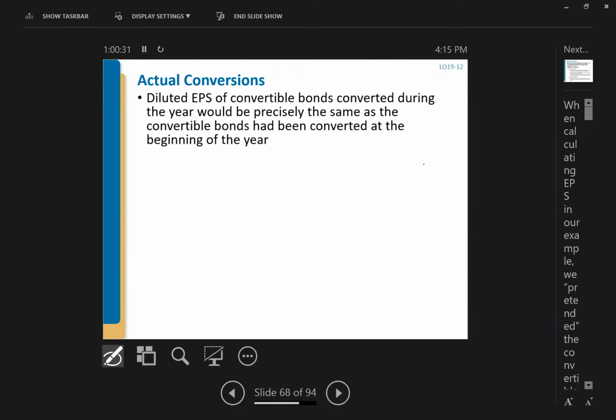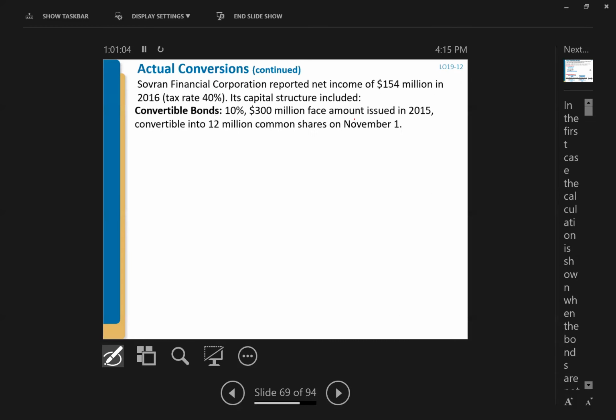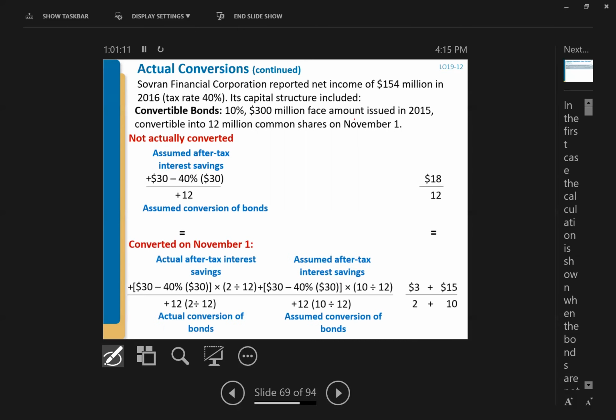You can read those. Actual conversions, so diluted earnings per share of convertible bonds converted during the year would be precisely the same, all right? And the reason being is because we make that assumption that they did convert as of January 1st. So their actual conversion isn't really going to impact the diluted earnings per share calculation anyway. And they're just going ahead and proving that. They come out to be the same.